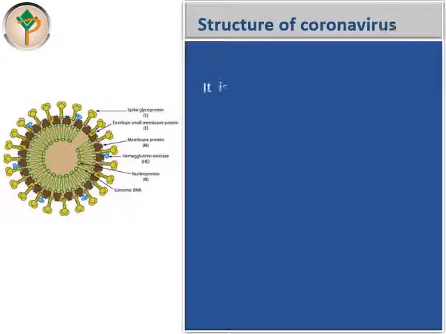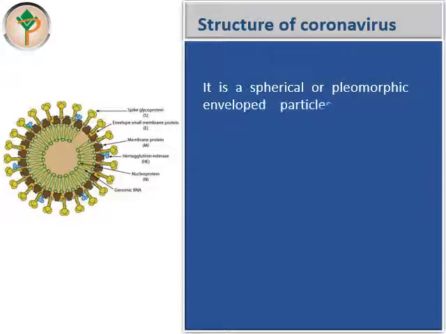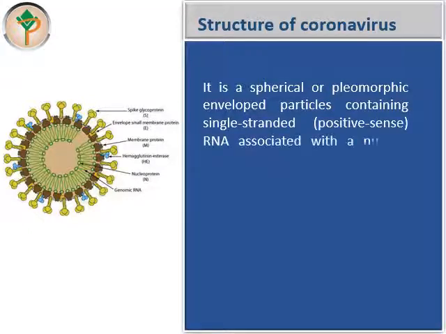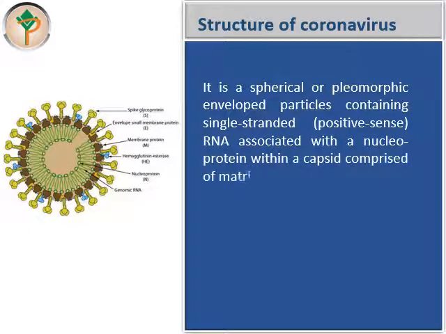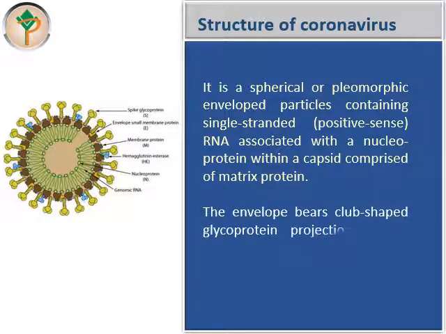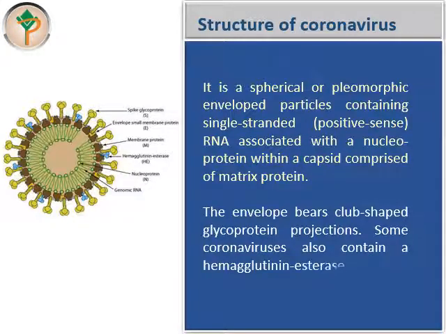If we try to understand the structure of coronavirus, it is a spherical or pleomorphic enveloped particle containing single-stranded RNA, which is associated with a nucleoprotein within a capsid comprised of matrix protein. The envelope bears club-shaped glycoprotein projections. Some coronaviruses also contain a hemagglutinin esterase protein.